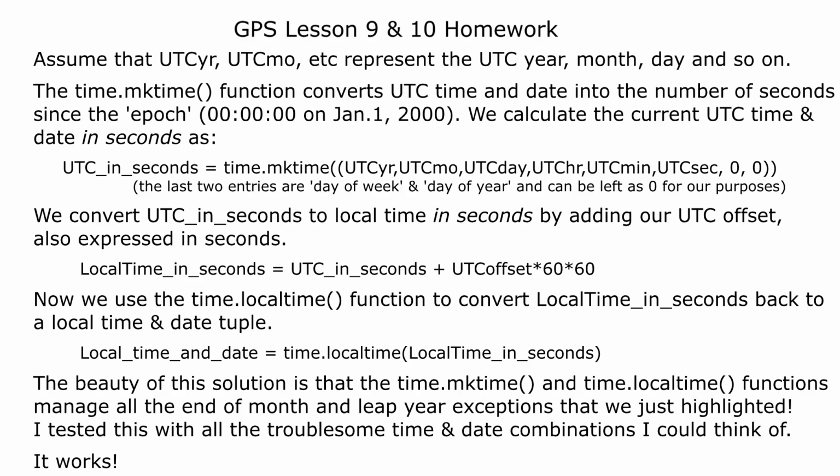We calculate the current UTC time and date in seconds as shown here. The last two entries in this tuple represent day of week and day of year values and can be ignored for our purposes here. We convert UTC in seconds to local time in seconds by adding our UTC offset, also expressed in seconds, as shown here. Now we use the time.localTime function to convert local time in seconds back to a local time and date tuple with the formula shown here.